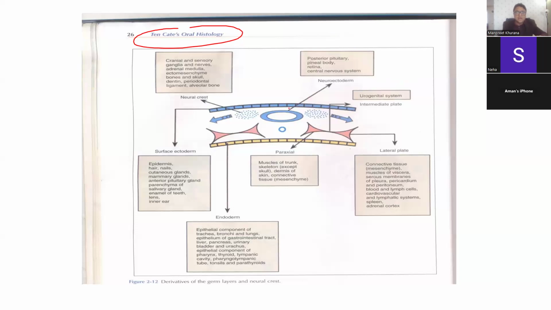Okay, so let's start. I'll be asking questions once I complete it, so be attentive. First, let's learn the neural crest cells, the most important one. The cranial and sensory ganglia and nerves are very, very important. We'll be reading about all the cranial nerves, all the ganglia in detail. Then adrenal medulla, then ectomesenchyme, then bones and skull, then dentine, periodontal ligament, and alveolar bone.